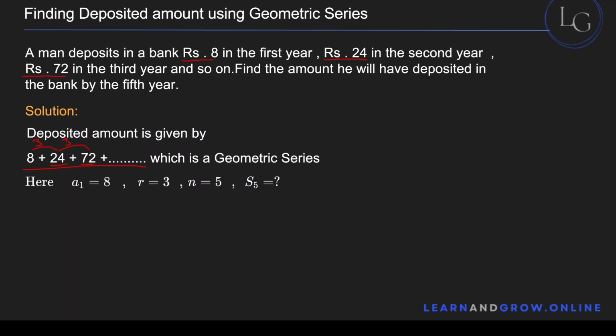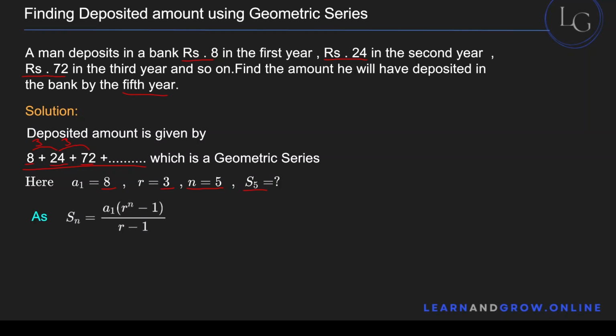So the first term A1 is 8 and R is 3, the common ratio, and N is 5, because the question asks us to find the amount he will have deposited in the bank by the fifth year. So over here it's asking us the total amount that he will have deposited in the fifth year. So we don't have to find the fifth term in the series, but rather we have to find the sum of the total amount deposited in the 5 years.